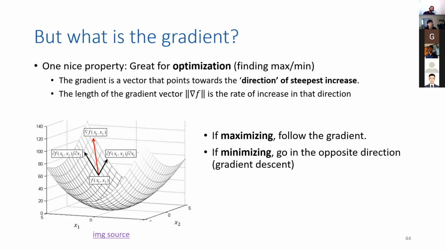And so essentially what we do at that point, and what a lot of optimizers do more or less, is if you're maximizing, you follow the gradient, and if you're minimizing, which is the common case, you go in the opposite direction of the greatest increase. So in effect, you go to the greatest decrease. And that is what gradient descent is doing essentially.